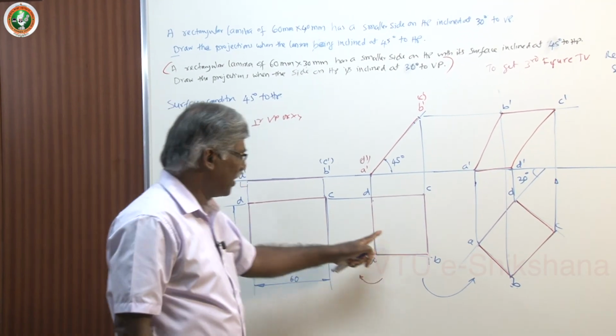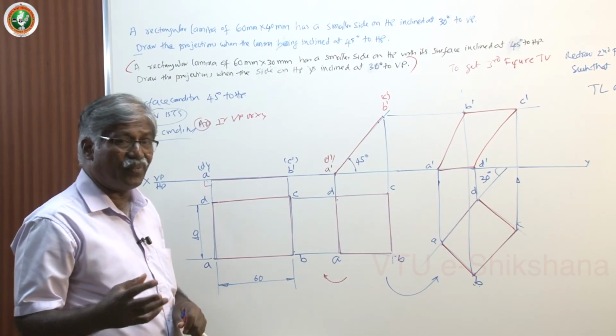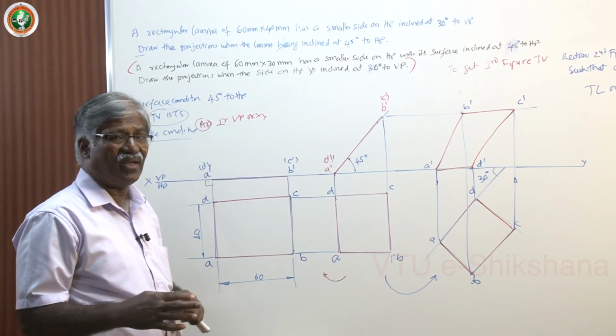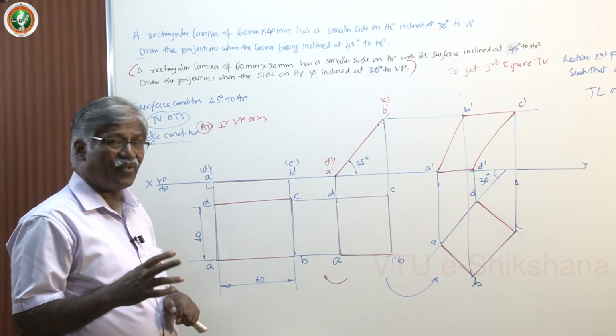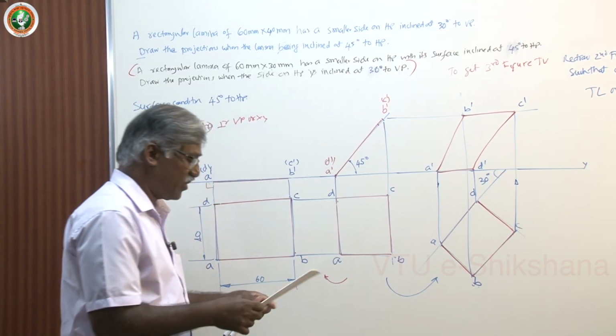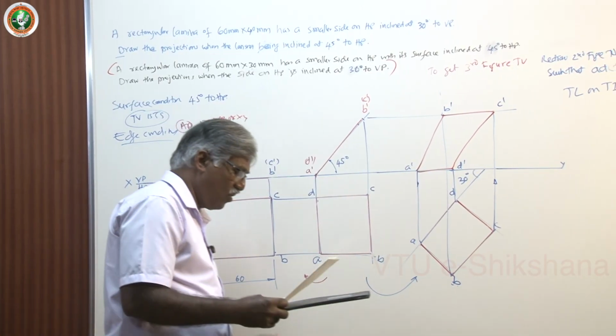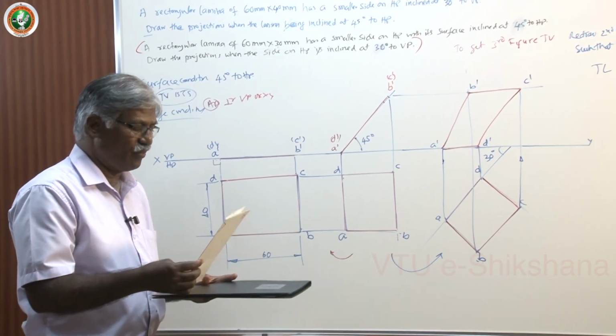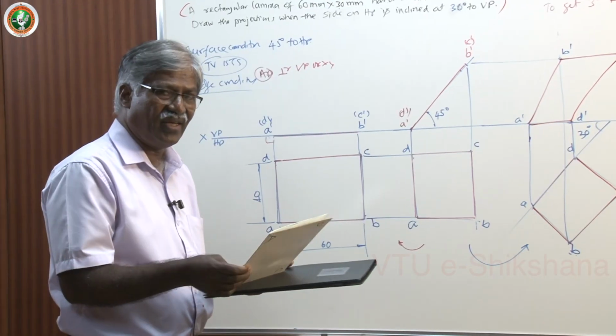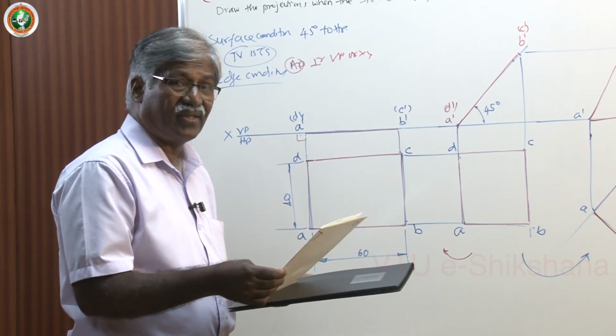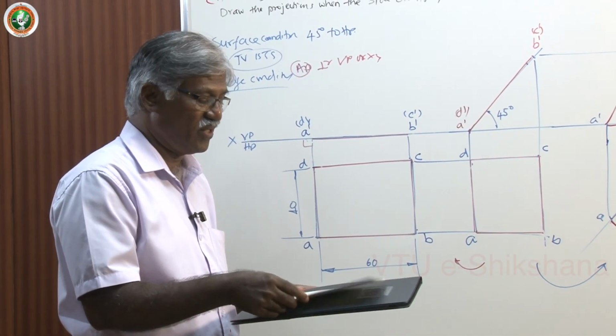First figure, second figure. This is called change of position method. In your syllabus they have mentioned change of position method. That means first position, second position, third position. I am changing the object. Change of position method. First position, second position, third.